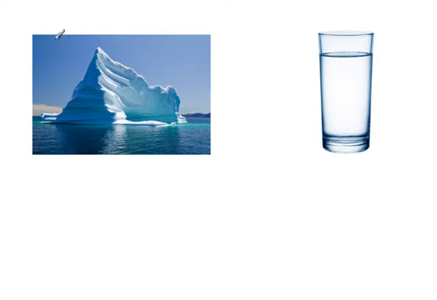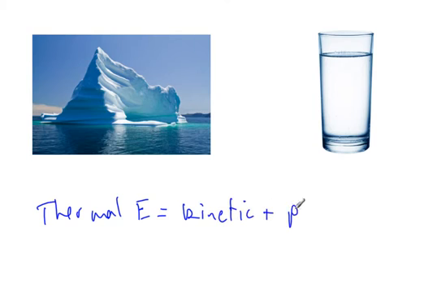We talked about thermal energy. So thermal energy is the kinetic plus potential. Here we have two different scenarios. We have this iceberg made of water. It happens to be in the solid state, and we have a glass of water in the liquid state. So we have a solid and a liquid. Now, which one has the greater thermal energy? Well, it's a sum of the two, so we have to consider the two different energies.